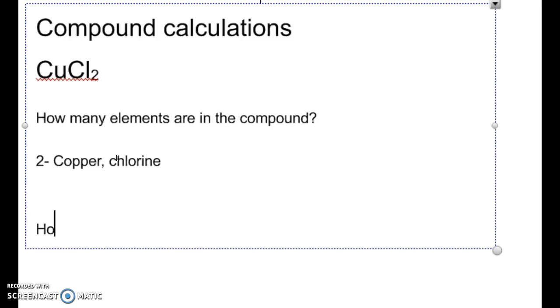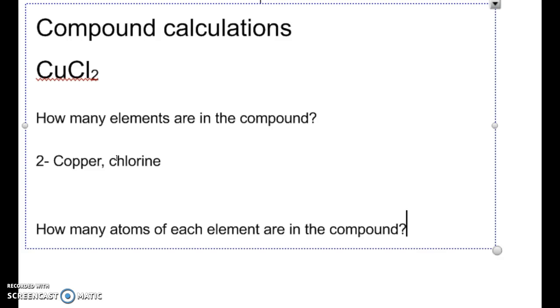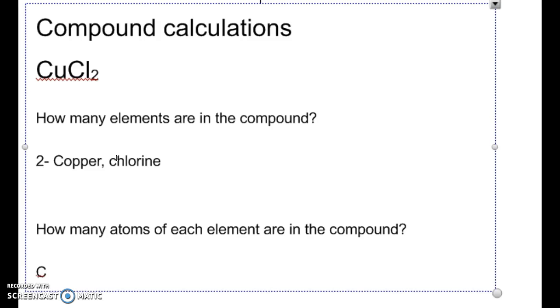Now, sometimes we ask you how many atoms of each element are in the compound. And if I ask you that, then you're going to tell me, well, Cu, we have one. The reason we have one is there's no number right here next to Cu. That wouldn't be 0, or it wouldn't be in this compound. So we assume it to be 1 if there's no number there. Cl, however, has a number right here, and so it has 2. So super easy.